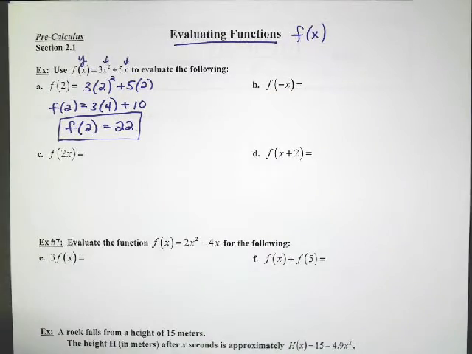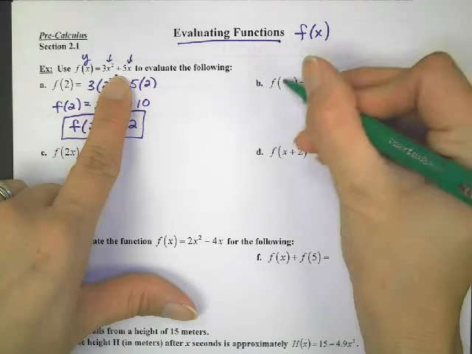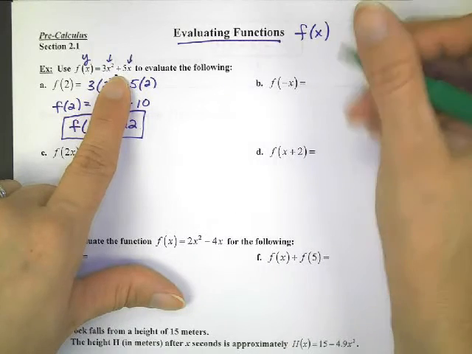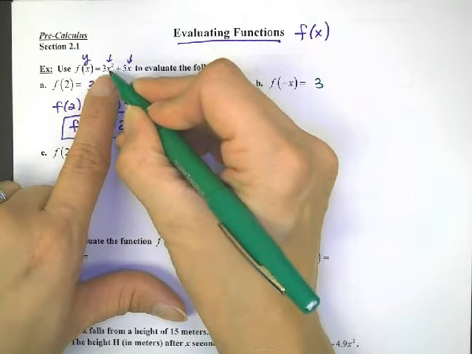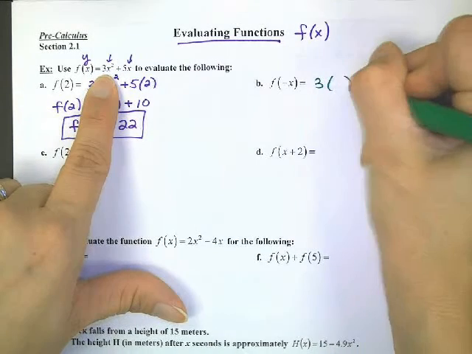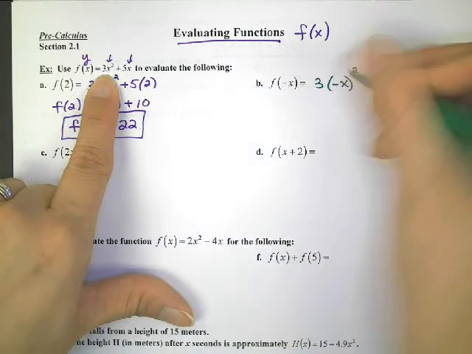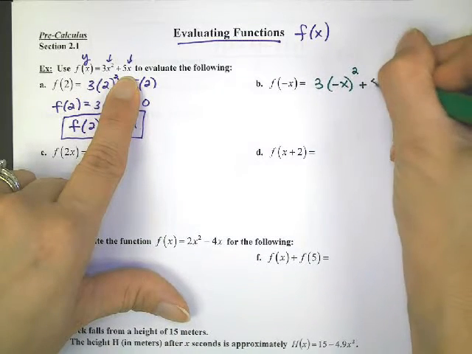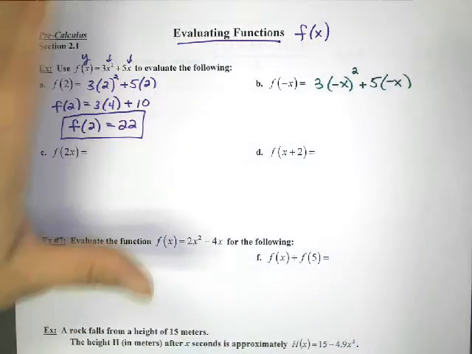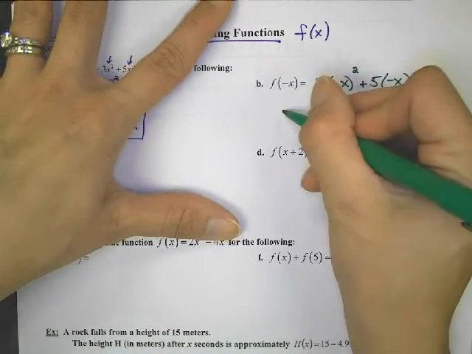Okay. Part B, they want us to plug in a negative x. So once again, into all the x places, into all the inputs, I need to put in a negative x. It's going to be very important to use parentheses here. So the formula says 3, your input has to get squared, and our input is negative x. Wait, we're not done. Plus 5 times input, and our input was a negative x. You must use parentheses, and now we have to clean this up.